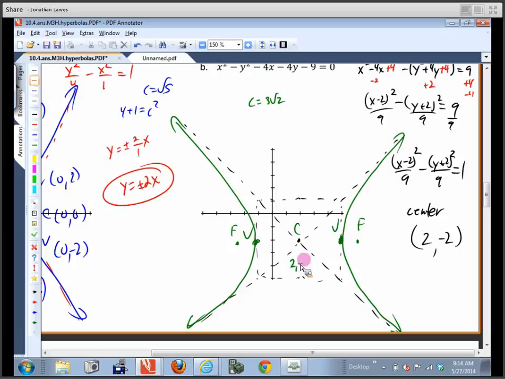So this was 2, negative 2. I went over 3 more, so this would be 5, negative 2. And the way I got from here out to here is I added 3 radical 2 to the x coordinate. So this is 2 plus 3 radical 2, comma negative 2. You'll notice that each one of those y coordinates, they're all the same. So this is negative 1, negative 2, and this would be 2 minus 3 radical 2, comma negative 2. There are all 5 of those points. This is a decent looking graph. I've got all the points labeled.